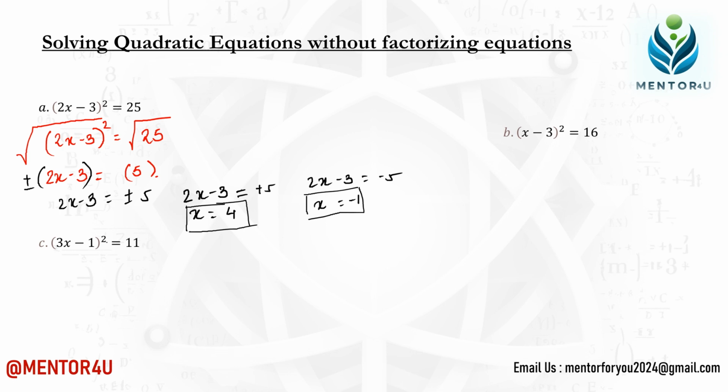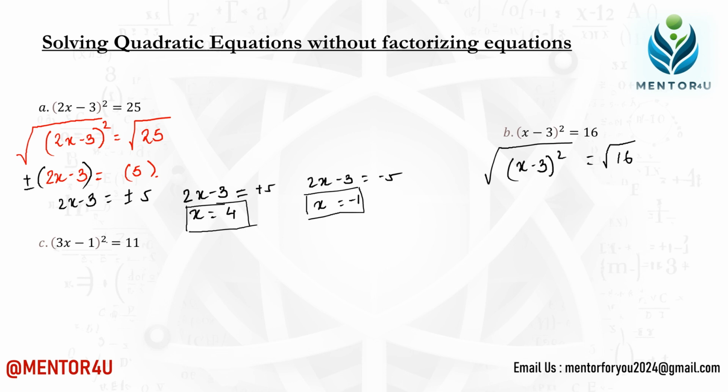All right. Similarly, in the next part, we have x minus 3 whole square as 16. So to solve for x, we'll do the same thing. We'll take a root there. So the square root of x minus 3 whole square is equal to the root of 16. Here we can see that whenever we have a square and then we take a root of it, both values are possible.